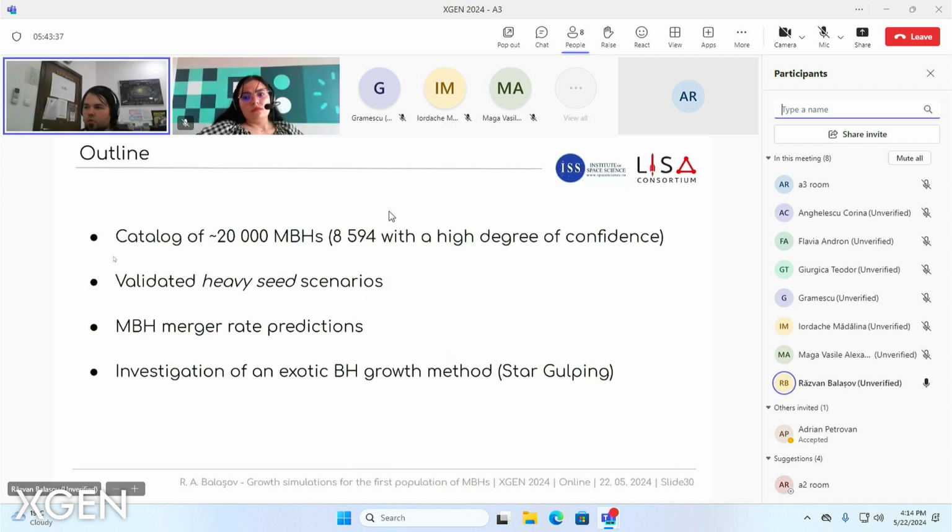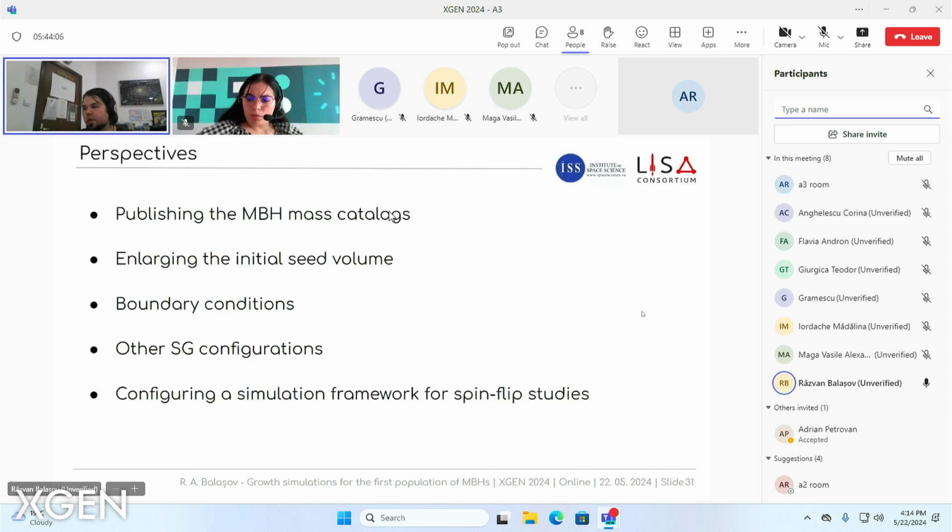Just to keep my presentation short, I did a catalog of masses of massive black holes. I validated a scenario which involves initial seeds, initial black holes that are relatively bigger, that you can obtain in theoretical scenarios that we cannot observe right now. And I obtained a massive black hole merger rate with a behavior of that merger rate, and I'm continuing with adding different growth methods to my simulations.